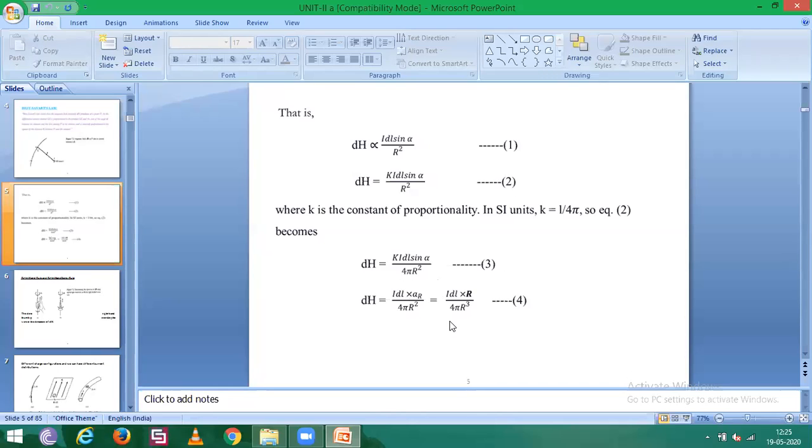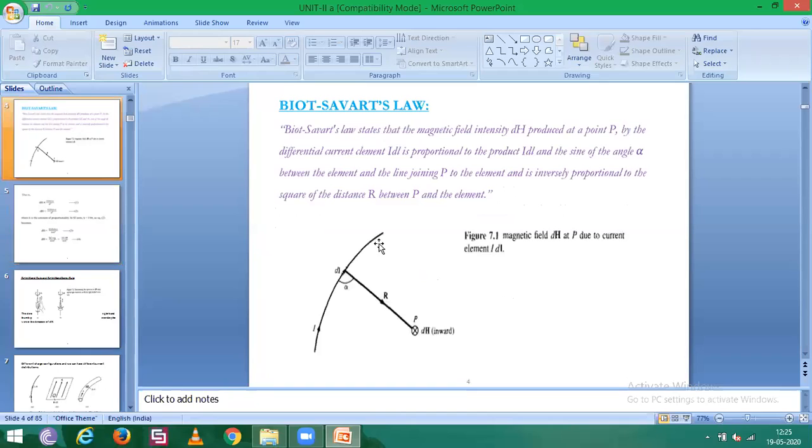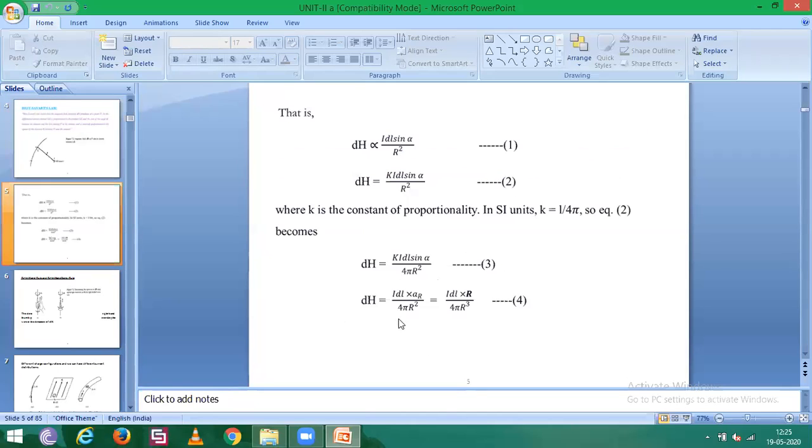If I need the total magnetic field due to the total length of the conductor, then it will be equal to the integration of what we have obtained here. So H is equal to the integral of IDL cross r divided by 4 pi r cube. That is Biot-Savart's law, which gives us the magnetic field intensity due to a current element at a distant point.